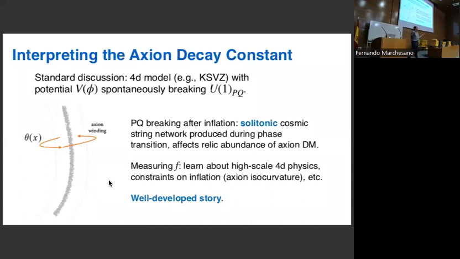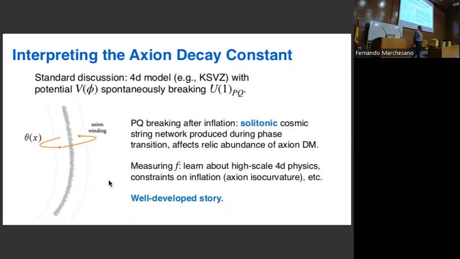This fact that string theory has axions in it is not new. People pointed it out already in the mid-80s. And even in the phenomenology context, there's this famous paper called the string axiverse that came out, I don't know, 10 years ago or something like that.